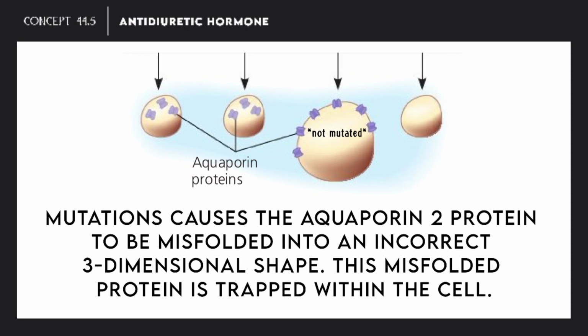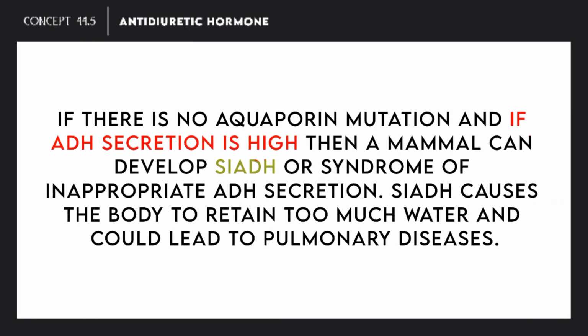Aquaporin 2 mutations cause the aquaporin 2 proteins to be misfolded into an incorrect three-dimensional shape. This misfolded protein is trapped within the cell, where it is unable to reach the cell membrane to transport water molecules. This relates to the condition diabetes insipidus. On the other hand, if there is no aquaporin mutation and if ADH secretion is high, then a mammal can develop SIADH, or Syndrome of Inappropriate ADH Secretion. SIADH causes the body to retain too much water and could lead to pulmonary diseases.